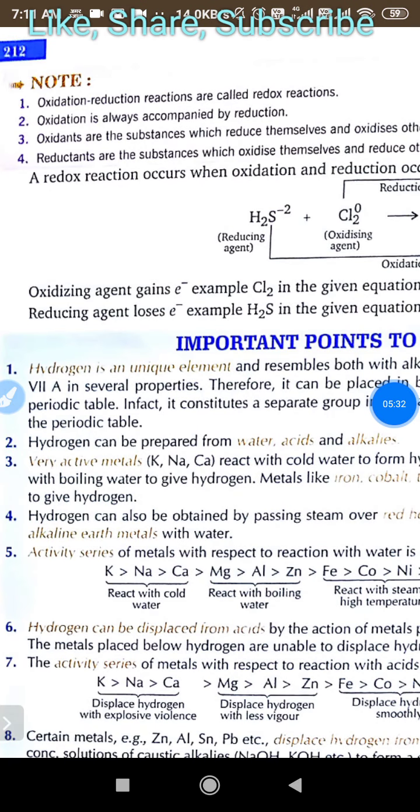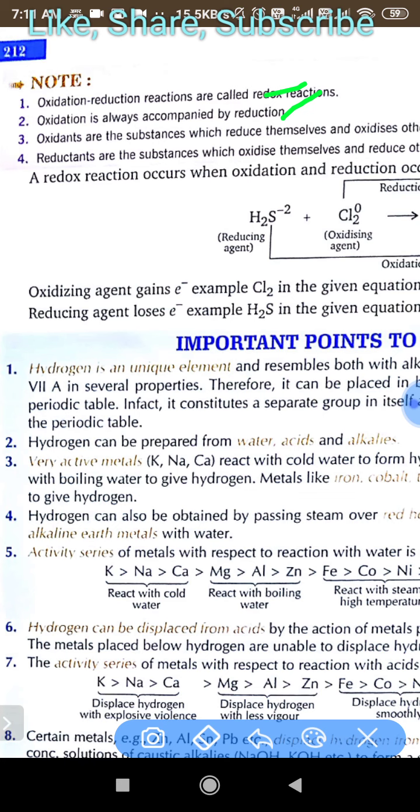Next, oxidation reduction reactions are called redox reactions. If these two reactions occur simultaneously in one reaction, it is known as a redox reaction, because red denotes reduction and ox denotes the oxidation process. So oxidation is always accompanied by reduction.